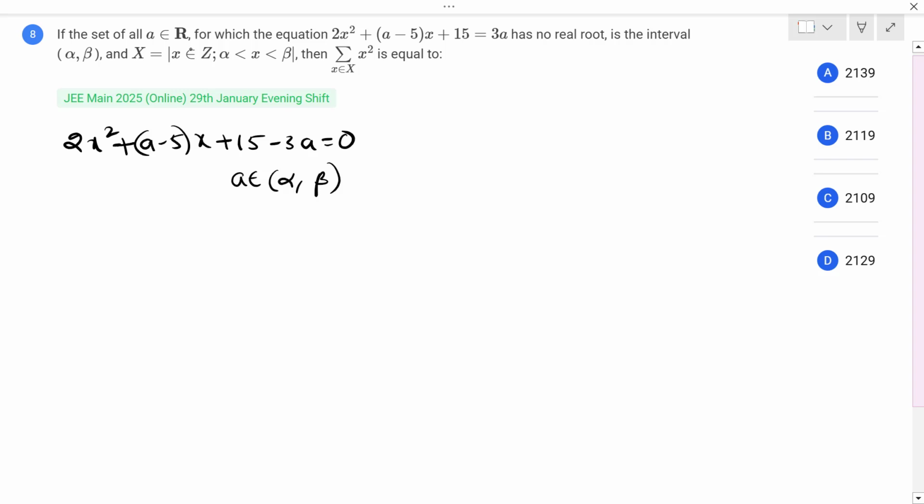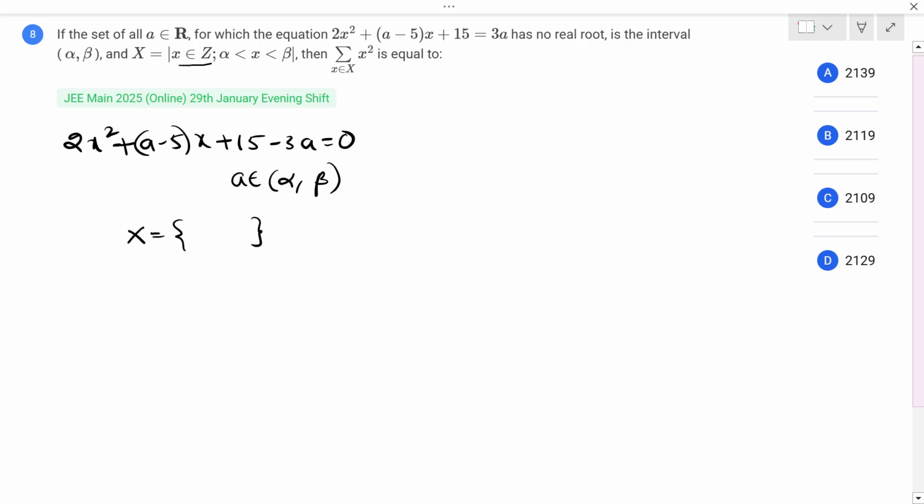Please tell me what are the integers, x belongs to Z, between alpha and beta such that the quadratic equation has no real root. He is asking us to collect all the integer values in capital X which are between alpha and beta. Now whatever integer values you have collected, he is asking that you square them, do the sum and give the answer. That is what he is asking.